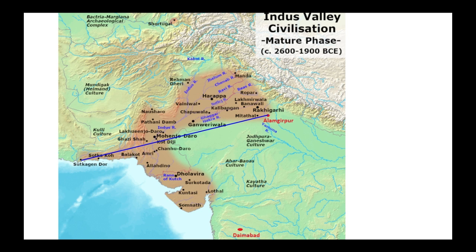The red dot shows the post-Harappan sites after the mature Harappan phase, the third phase. So Alamgirpur and Daimabad are sites of the third phase of Indus Valley civilization. The north to south extent of Harappan Valley civilization was Shortugai in Afghanistan to Daimabad, the southernmost site of Harappan Valley civilization. Daimabad is in Maharashtra.